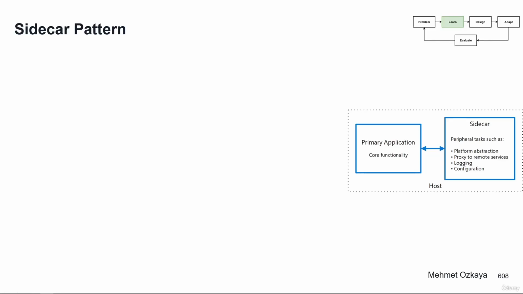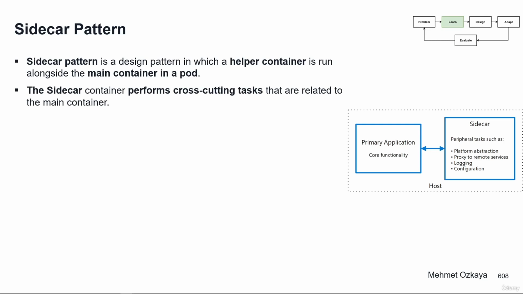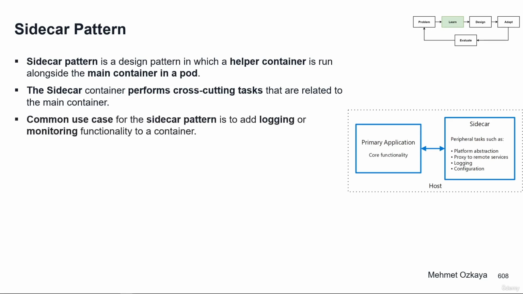In this video, we are going to learn the Sidecar pattern and how the Sidecar pattern works for microservices deployments. The Sidecar pattern is a design pattern in which a helper container is run alongside the main container in a pod. The Sidecar container performs cross-cutting tasks that are related to the main container.